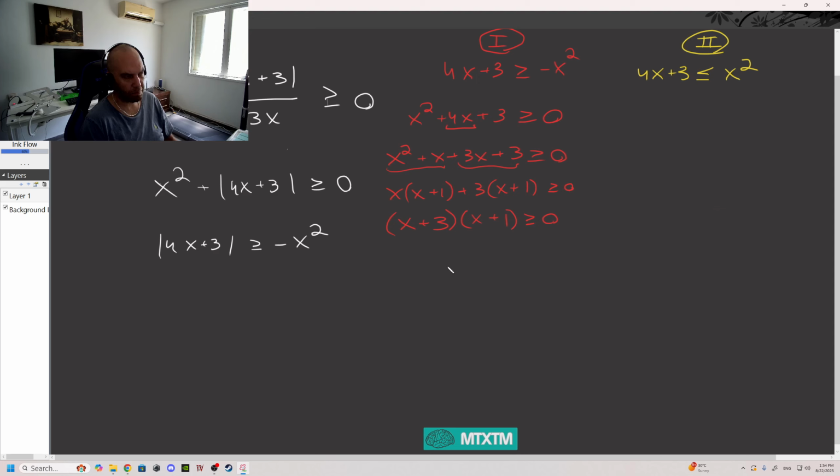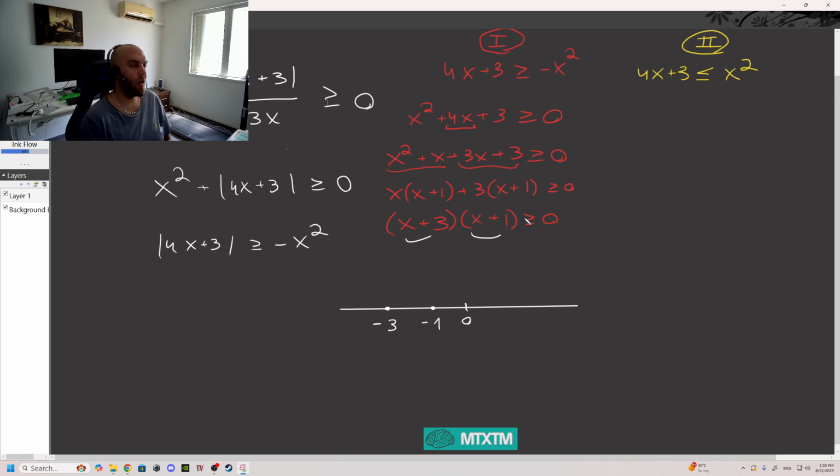Now, in order to have this multiplication give us 0, look at what I'm doing here. If this is 0, x will need to be -1 or -3. So if x is -1, this is going to be 0, so it's going to be equal to 0. And then here also, if this is -3, it's going to be equal to 0.